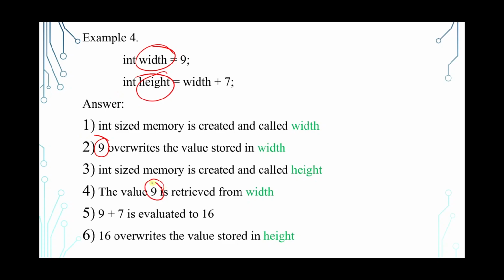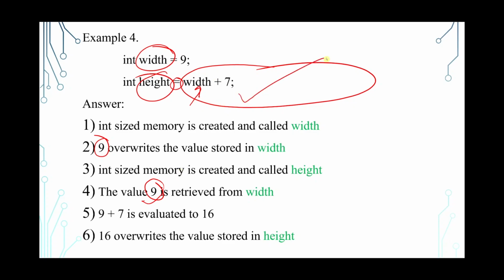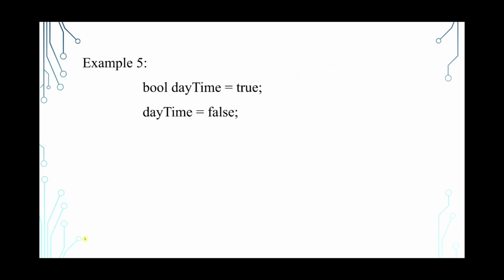Value 9, because we have width, right? So we have to retrieve it. And remember, if we have an assignment, always do the whole thing on the right-hand side before you do that to the left-hand side. So retrieve width, which is 9. The value 9 is retrieved from width. Then evaluate the right-hand side: 9 plus 7 is evaluated to 16. Then 16 overwrites the value stored in height.